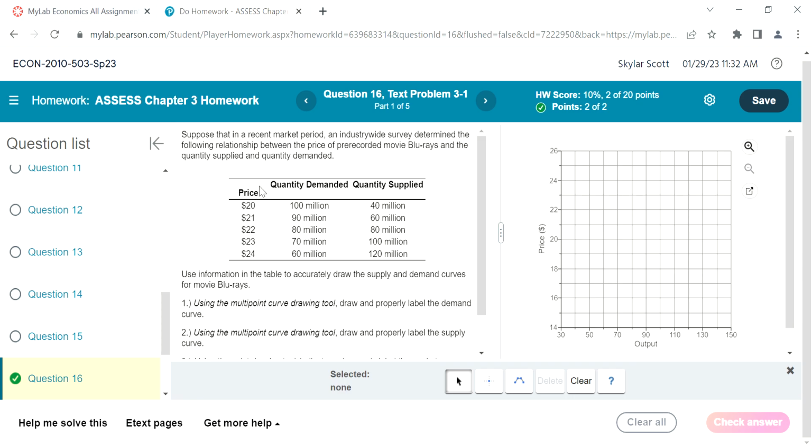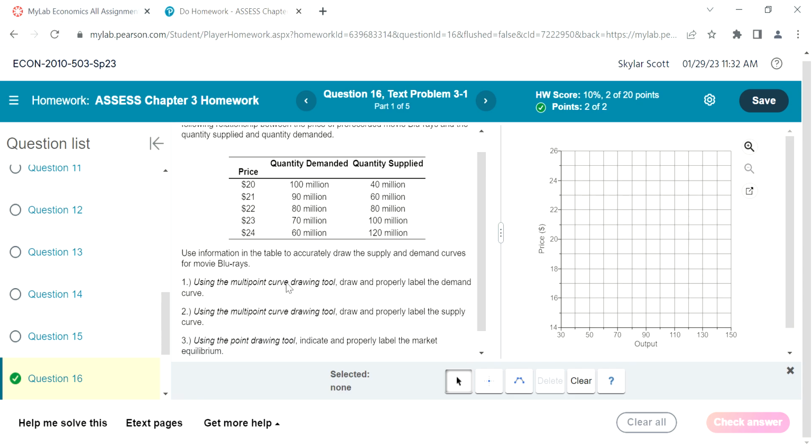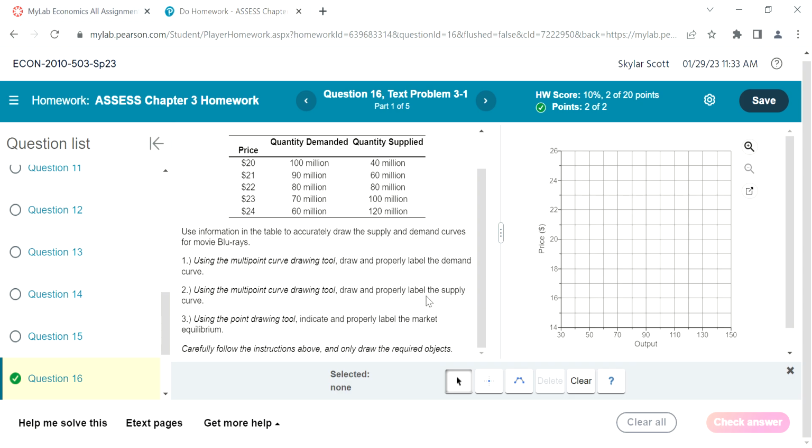So here on this table we have various prices going up. As price goes up, quantity demanded goes down and quantity supplied goes up. Use information in the table to accurately draw the supply and demand curves for movie Blu-rays. The first part is going to have us label and draw the demand curve. The second part is going to have us label and draw the supply curve. And the last portion is going to have us mark where equilibrium is.